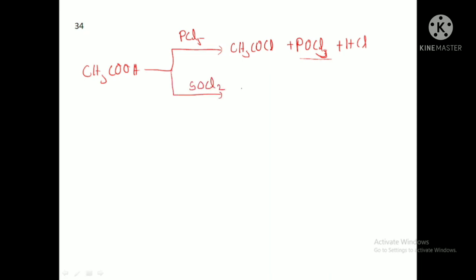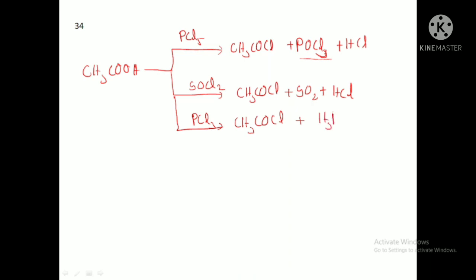SOCl2 to form CH3COCl. In every case, you can see formation of acetyl chloride, plus SO2 gas will be liberated, plus HCl gas will be liberated. Next, it reacts with PCl3 to form the same acyl chloride, CH3COCl, acetyl chloride, plus H3PO3, phosphorous acid, will be formed.